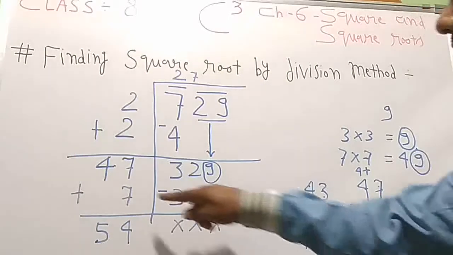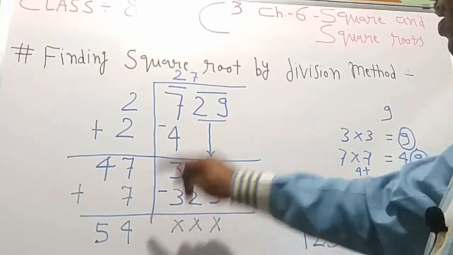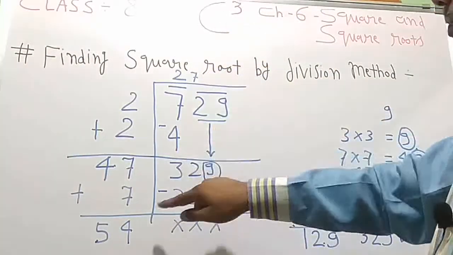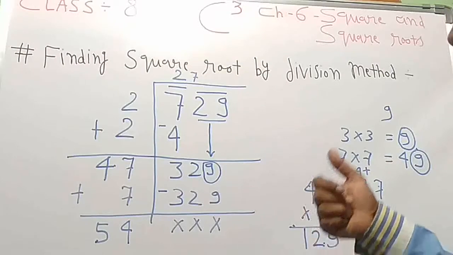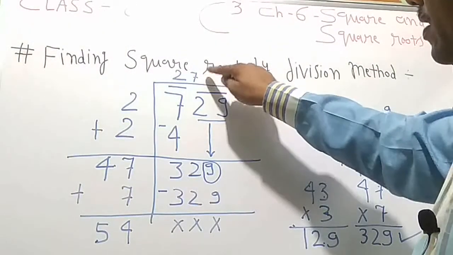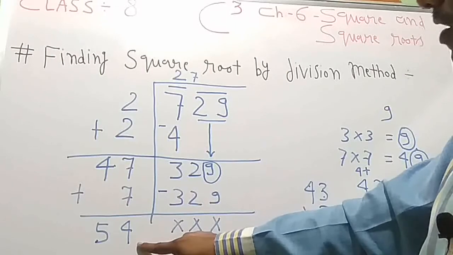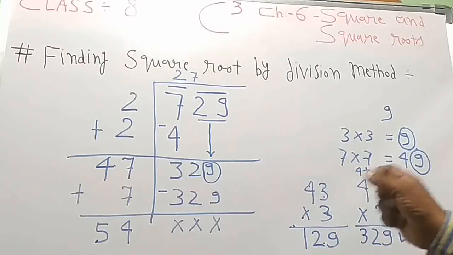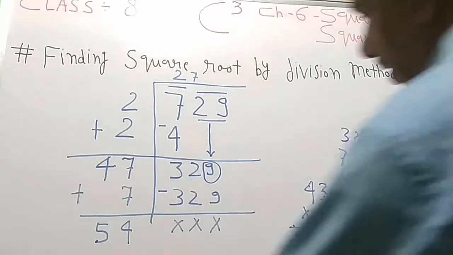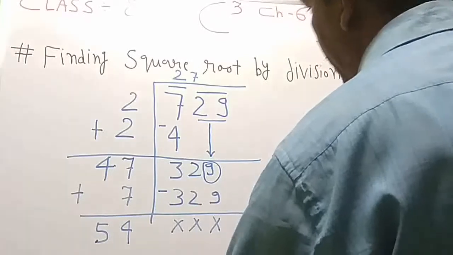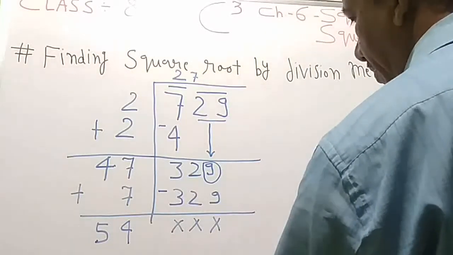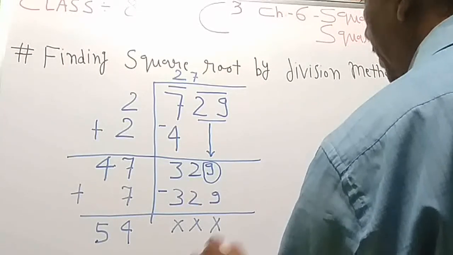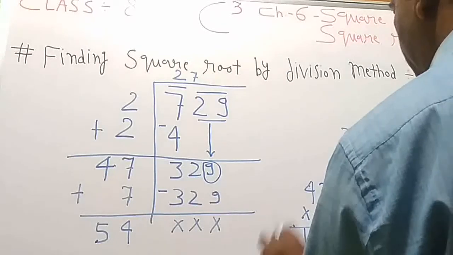By adding 7 to 47 we get 54. Here we get 27. This is the test for our answer, whether it is right or wrong. Here we have 27, and the double of 27 is 54. If it matches, then our answer is right. The solution that we did here is correct. So the square root of 729 is equal to 27.